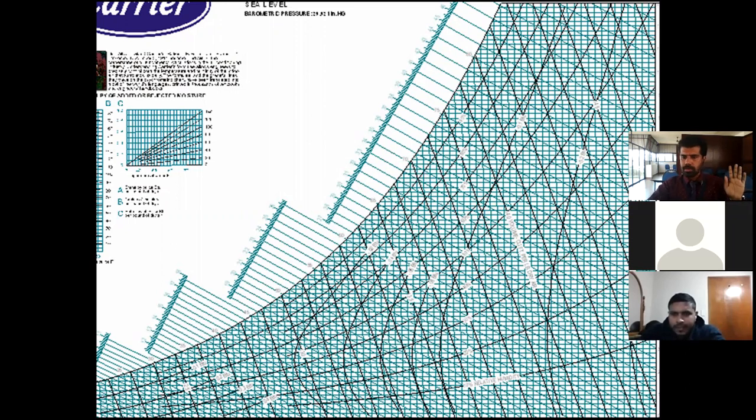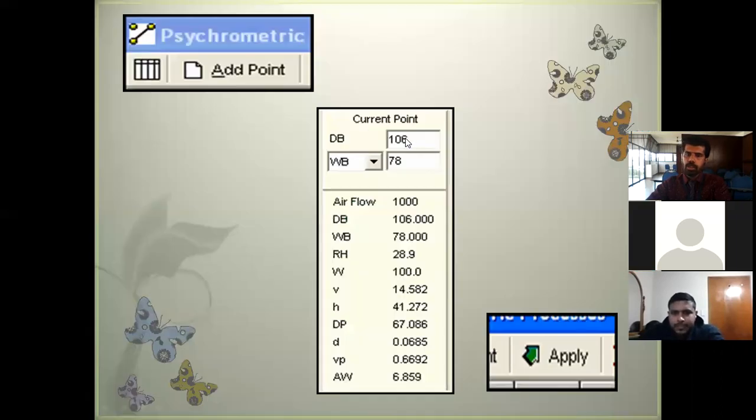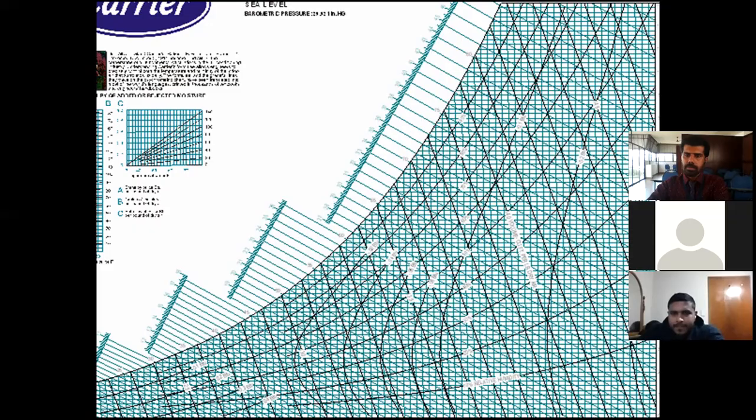That's all. So here, when you give these two values, all the other values will be given by this. And when you give apply, this point will be given automatically on the psychrometric chart. You will get a psychrometric chart point like this.